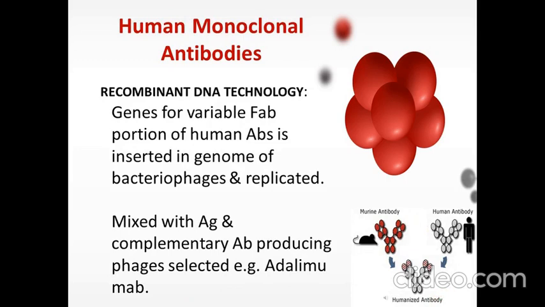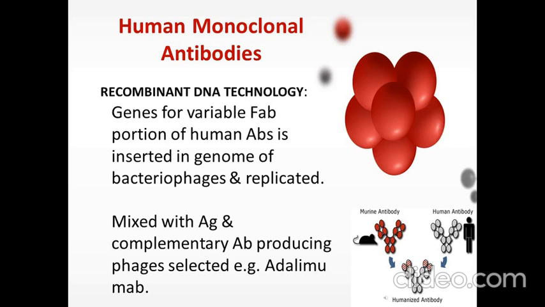Let's discuss human monoclonal antibodies. Human monoclonal antibodies are produced by transferring human immunoglobulin genes into the murine genome, after which the transgenic mouse is vaccinated against the desired antigen, leading to the production of monoclonal antibodies. A simpler method of constructing human monoclonal antibodies can be accomplished by using recombinant DNA techniques.